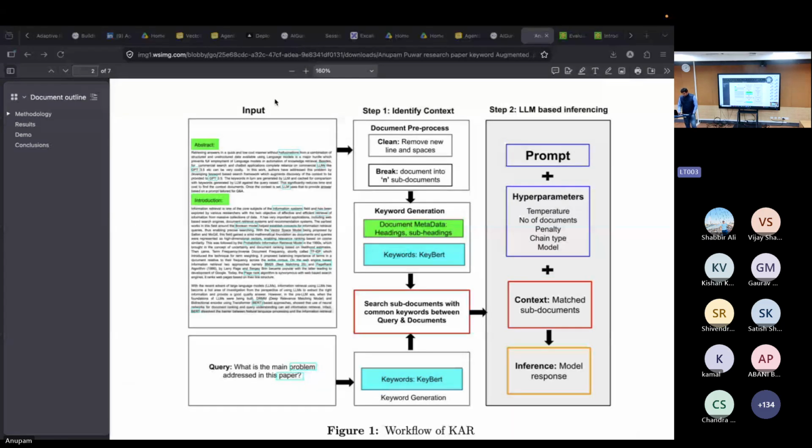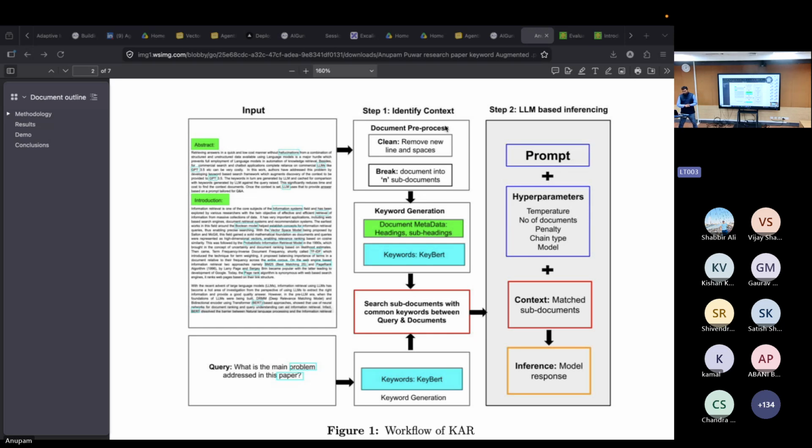So if you look at your input document, what you do first, you clean it, okay, remove some of the new lines and spaces, okay, then you break it into smaller chunks. One way is you convert them into vectors and store them into a vector database. So that is your regular approach, okay, when we talk about RAG.